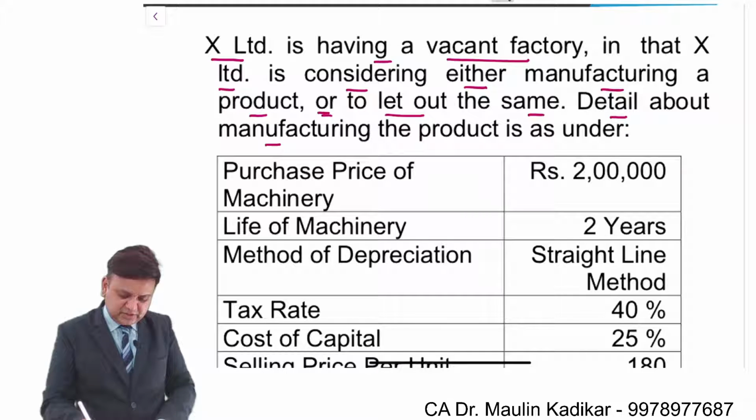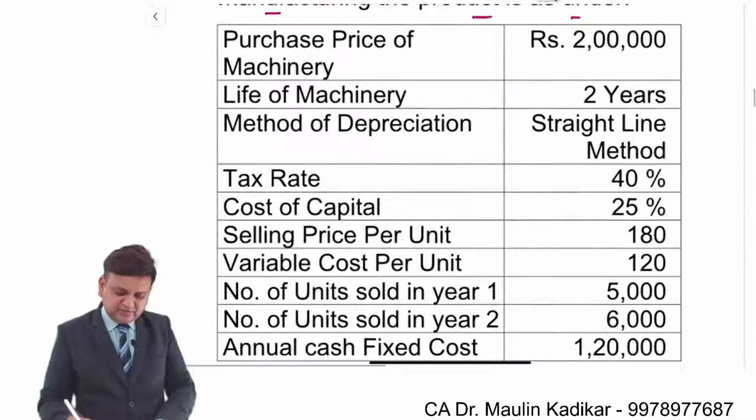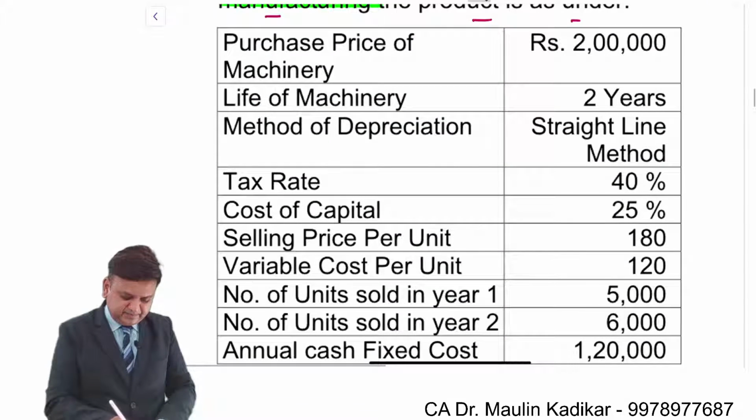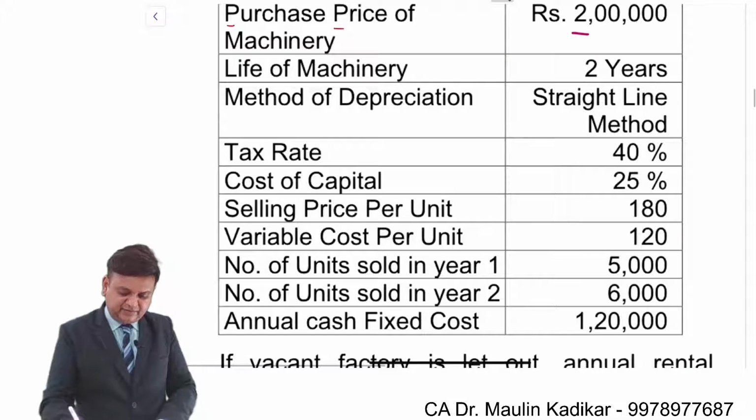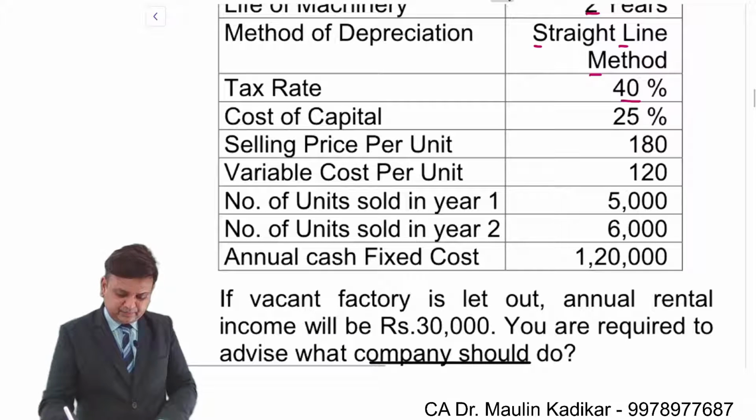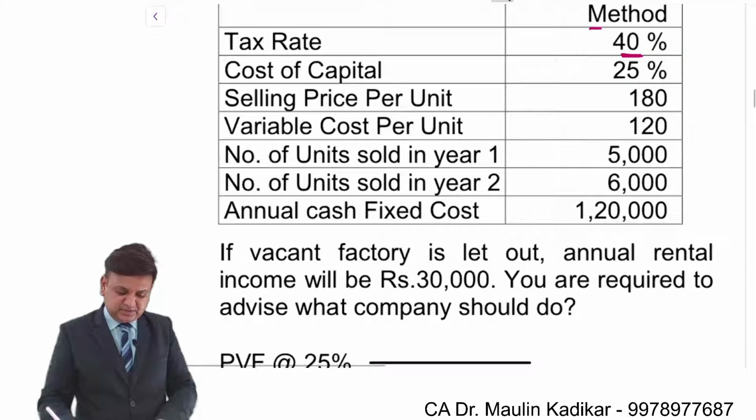Details about manufacturing of the product is as under. So details of the manufacturing is given. Purchase price of the machinery is 2 lakhs of rupees. Life of the machinery is 2 years. Straight line method of depreciation is acceptable from tax point of view. Income tax rate is 40%. Discounting rate of cost of capital is 25%.